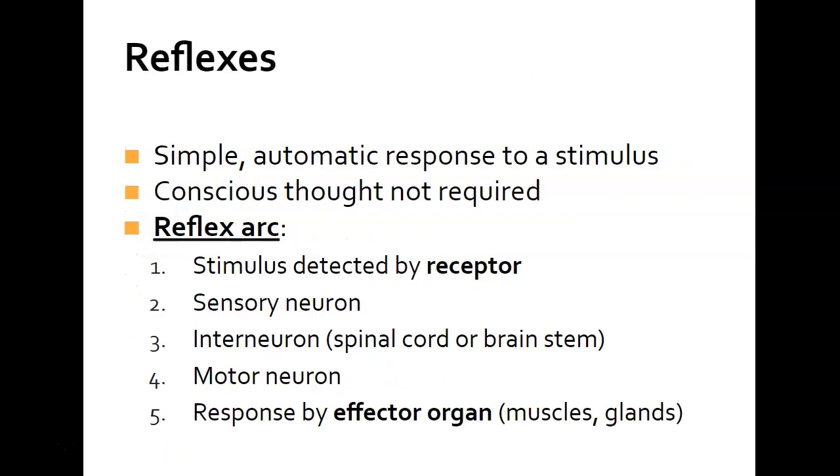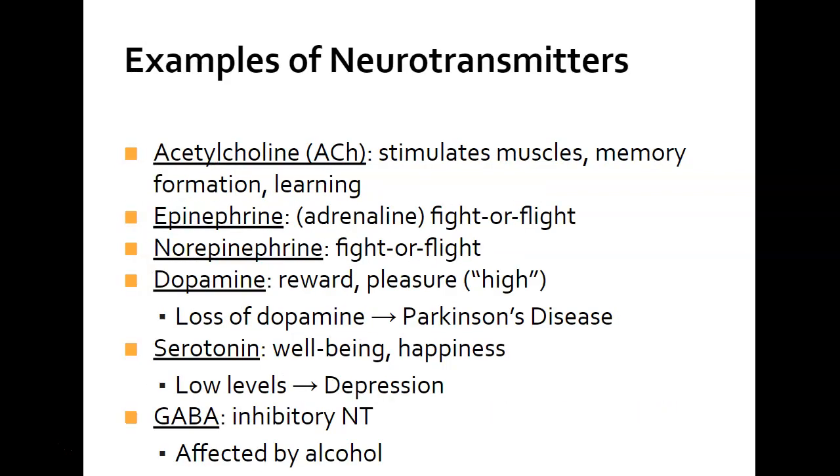There are a ton of different examples. You don't have to know them specifically, but I just wanted to introduce you to a couple of them. So acetylcholine is one of the most common ones, ACH. It stimulates muscles and learning and memory and all kinds of things, but usually muscles is kind of what we learn it as. Epinephrine is also known as adrenaline. That's the one that gets released when we trigger that fight or flight response. Same thing with norepinephrine. Those are usually all stimulatory.